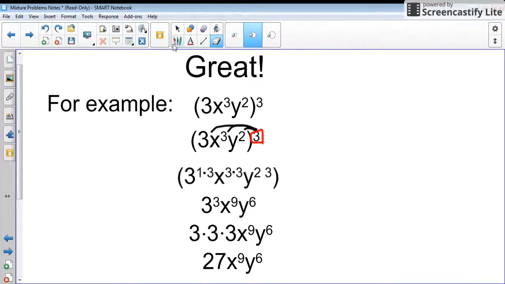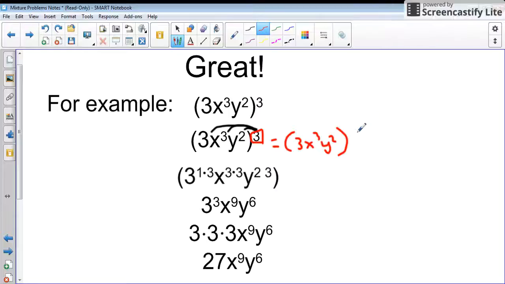Well, when we have something like this, it really is the same thing. This is really the quantity 3x cubed y to the second power times the quantity 3x cubed y to the second power. One more time, 3x cubed times y to the second power. So when I multiply all of these together, you end up grouping things.